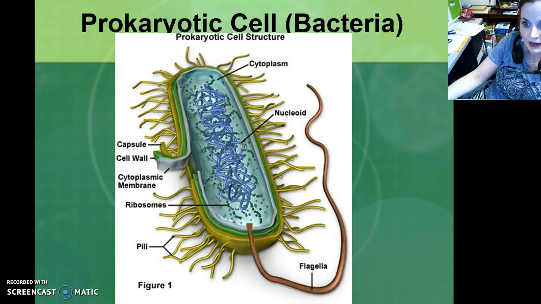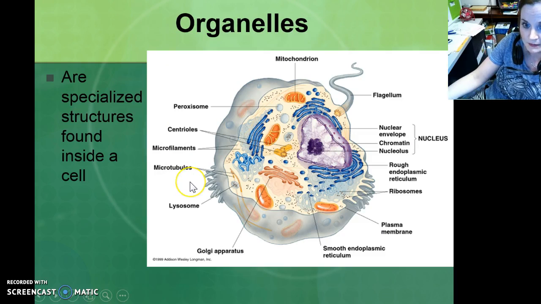As we mentioned, prokaryotic cells just have cytoplasm. They have ribosomes, which is the site of cellular translation, so it's where protein synthesis is done. And they have cell walls and cell membranes, but those cell walls are made up of something other than the stuff that makes up plant cell walls.